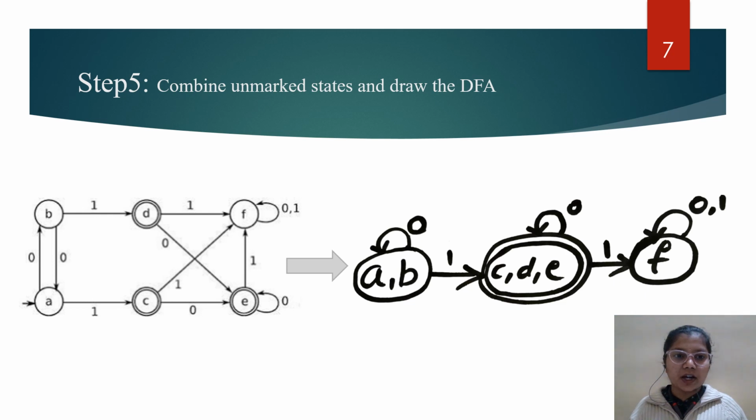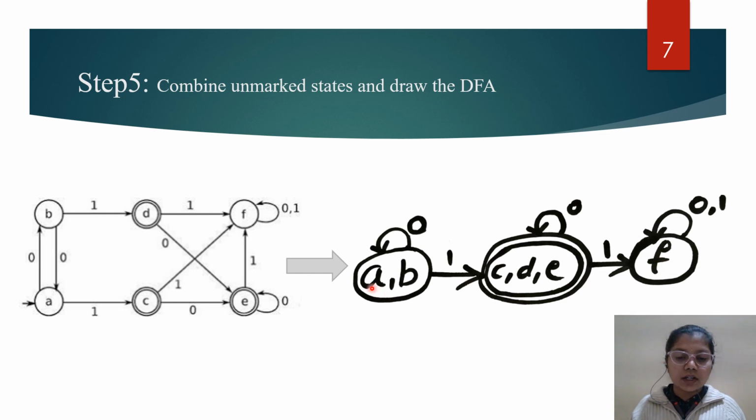Next is step 5, which is the final step. In this step, we have to combine the unmarked states and draw the DFA. From the previous slide, we got AB, CD, CE, and DE as the unmarked pairs. Since C, D, and E are all equivalent to one another, we can combine them into one state, C, D, E. Then the one left over is F.